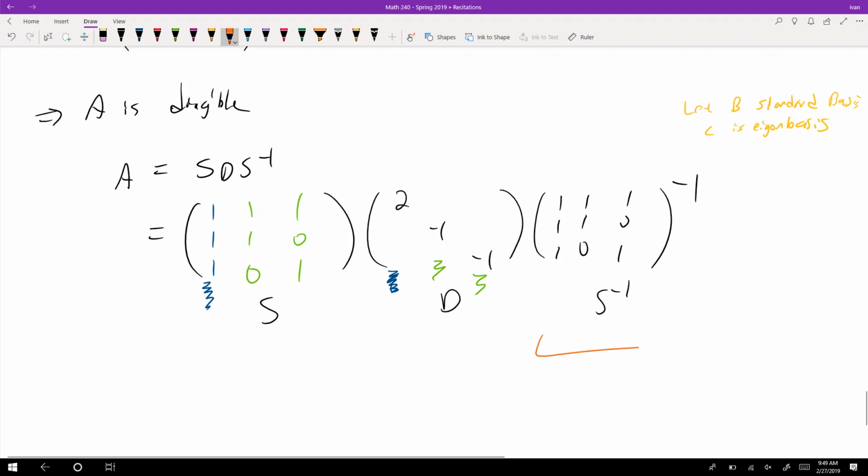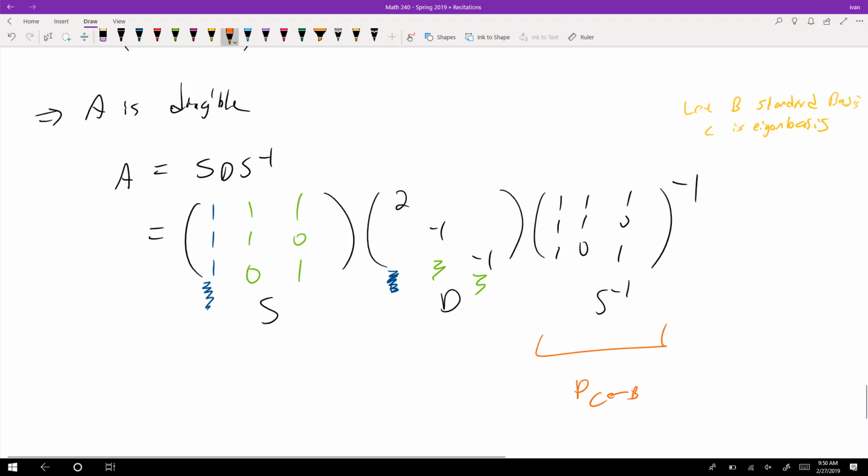Right? What is S inverse? Well, S inverse is going from the standard basis to the eigenbasis. So this is P from B to C. If you compare what I did at the beginning to right now, that's the exact same matrix. I just put the basis vectors in a matrix and I inverted it.